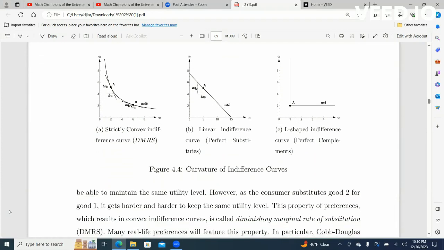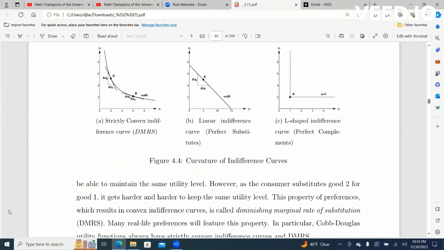Okay, so I just want to go back up. I didn't mean to skip it, but we're just showing the three examples. They always have two different words for the same thing, but Cobb-Douglas is automatically going to be the DMRS. That means the slope is always technically negative everywhere. Diminishing marginal rate of substitution. Hopefully I don't mess up saying it. But DMRS is always Cobb-Douglas, and Cobb-Douglas is always DMRS. They go hand in hand.